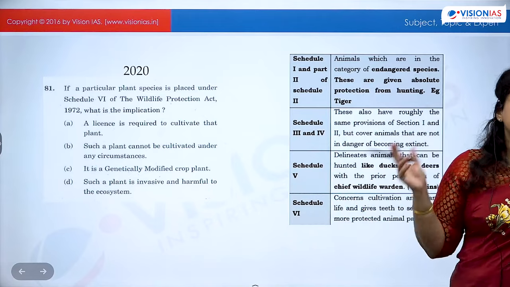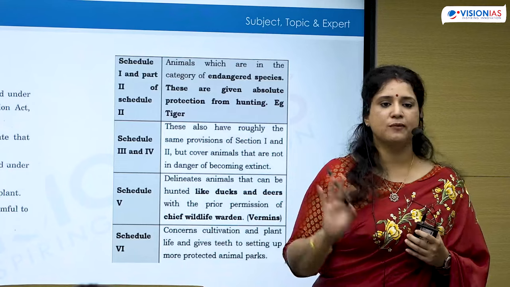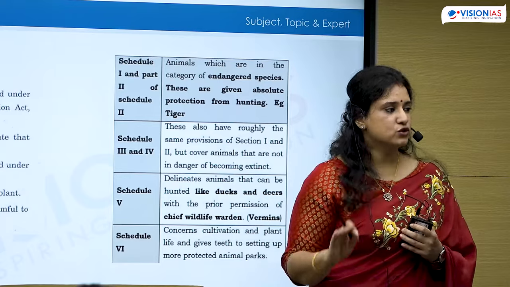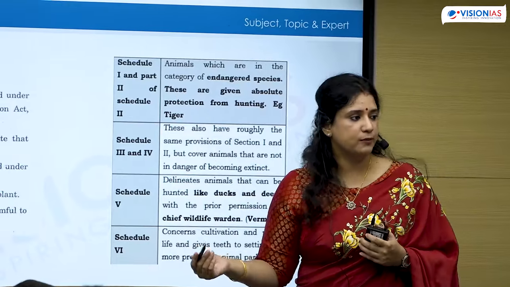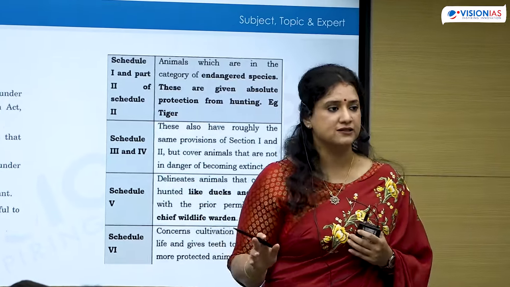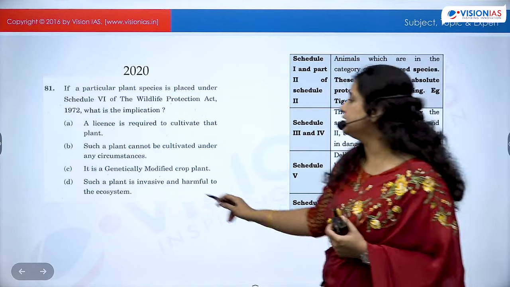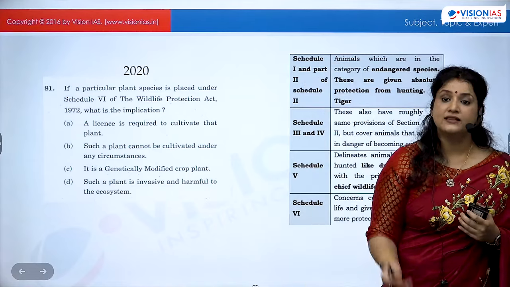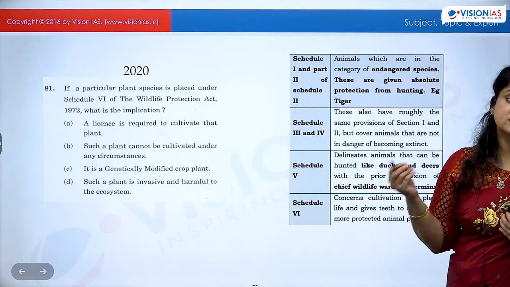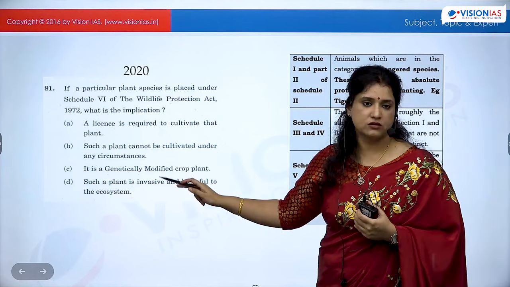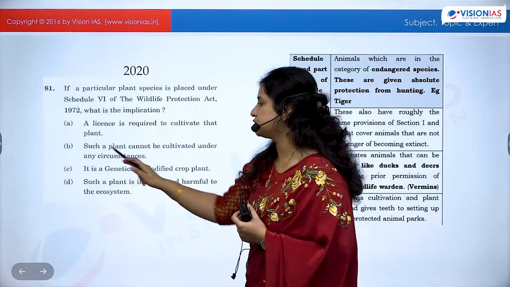The thing is, when this question came till this year 2020, everybody used to read that Schedule 6 mein 5-6 plants ke naam hai. That's all. People used to focus on the other schedules. Ki Schedule 5 is vermin, Schedule 1 and 2 or 3 are talking about protection of animals, and Schedule 6 mentions some plants. But nobody focused on what is the requirement of Schedule 6. It requires you to take a license. That is how UPSC sets traps, in things which are commonly heard and known, but you are still confused. These options can be very confusing, like whether such a plant can be cultivated under any circumstance. A lot of people marked this option and got it wrong.